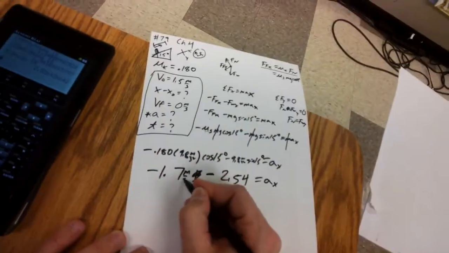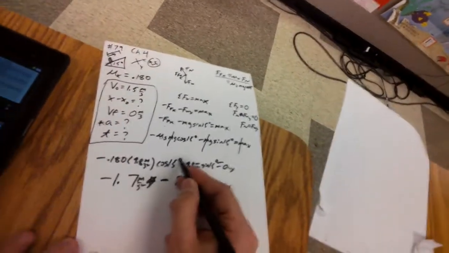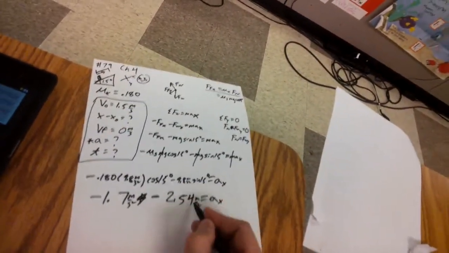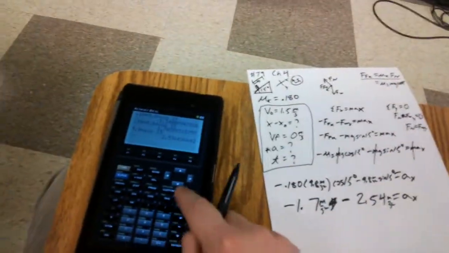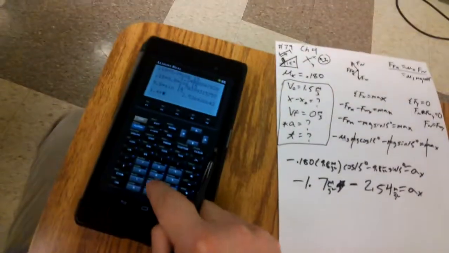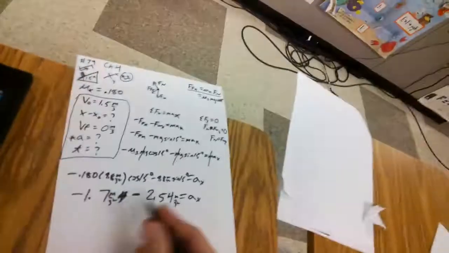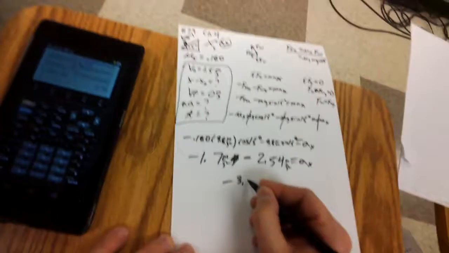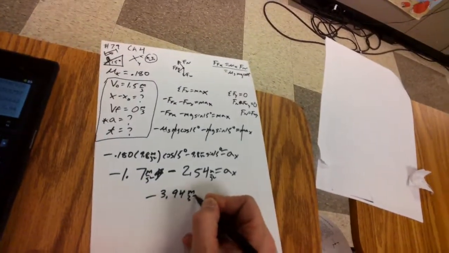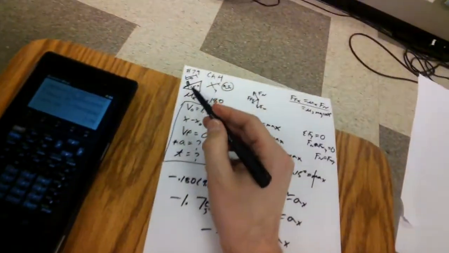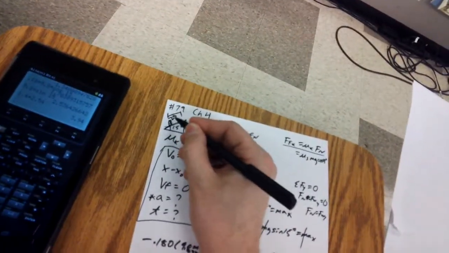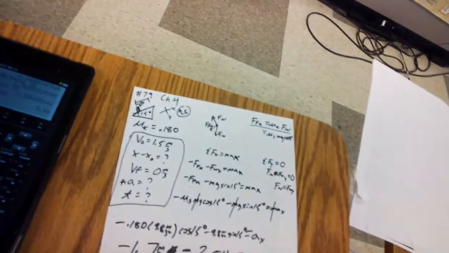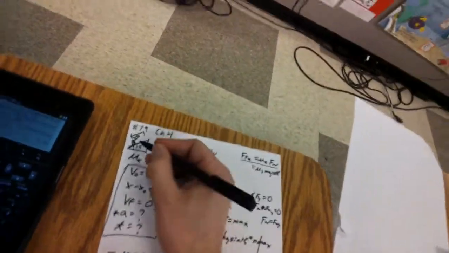And these should have units of meters per second squared, because sine and cosine don't, these are degrees, they're not units. So we have still meters per second squared. So we should get, using my rounded numbers here, 1.7 plus 2.54. They're both negative, so it'll be a negative 3.94 meters per second squared. Let's make sure that makes some sense. Our block is moving up the hill and slowing down. So while the velocity is up the hill, the acceleration should be down the hill. And that makes sense. Negative means down the hill.